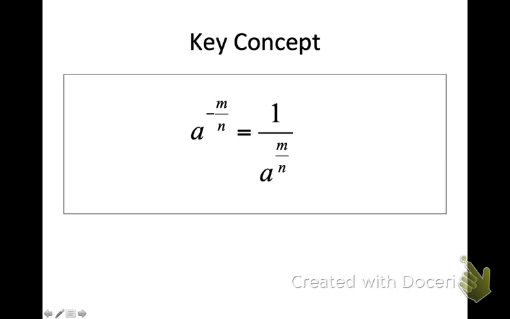What if we have a negative exponent? So if we had a to the negative m over n, take the reciprocal. Yep, then we just move it down to the denominator. So we put 1 over a to the positive m over n.